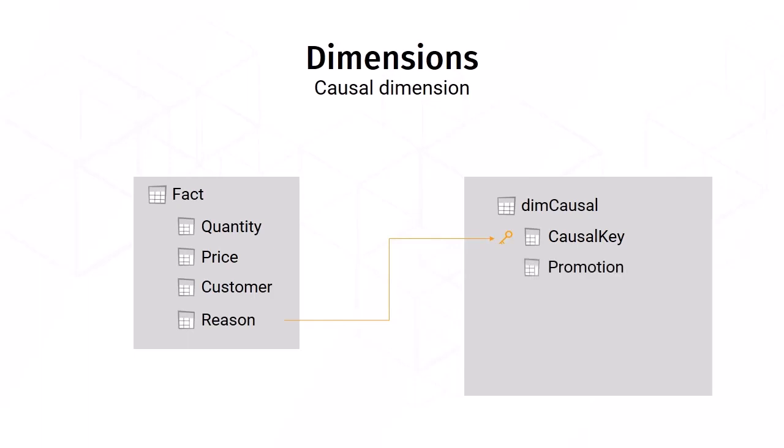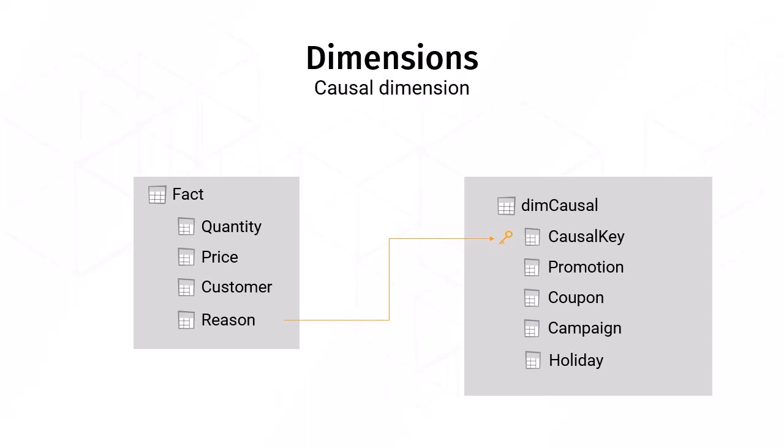For example, you can add promotions or coupon information. You thus create a dimension that describes why something happened. Adding a causal dimension is not complicated, because adding a table to the model and an additional field in the fact table is not that difficult. If you do that, you'll have a lot of really useful information.